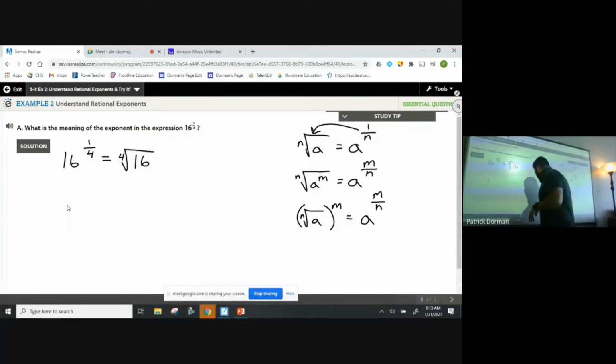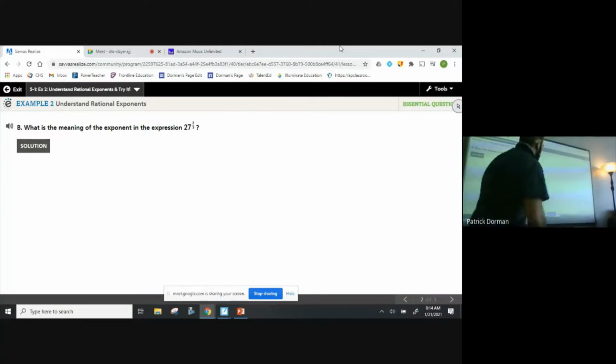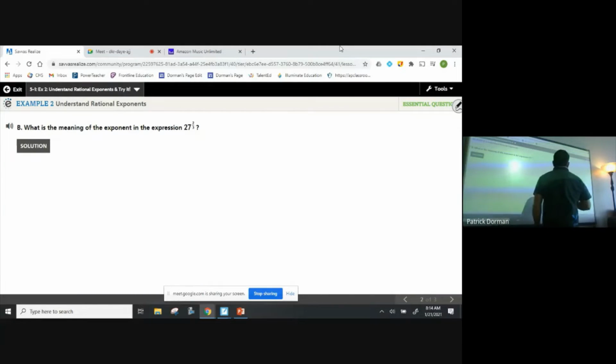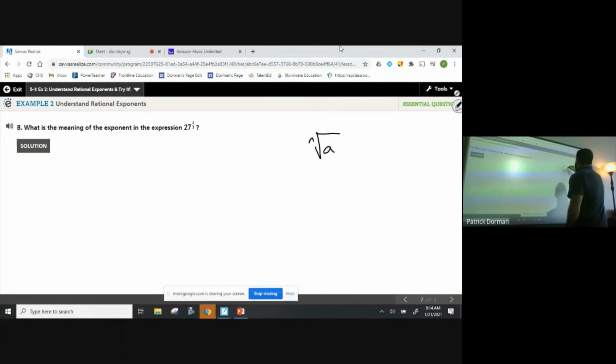Let's do another one. It looks like for this one, we're going to be using the fact that the nth root of a to the m is equal to a to the m over n. Just remember, this guy is always on the bottom. Just can't catch a break.